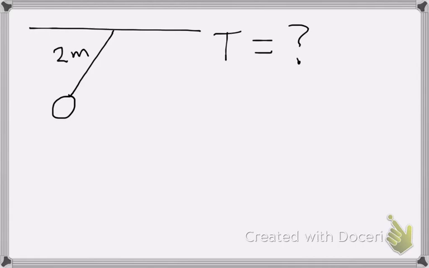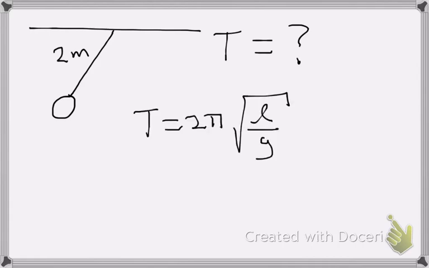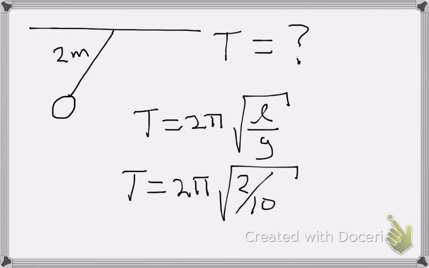you notice really quickly there's nothing in there about the amplitude. It only depends on the length, and it only depends on g. So the angle that you pull it back to, or the height you pull it back to, does not matter. So this is a simple calculation, and then our period ends up being about 2.8 seconds.